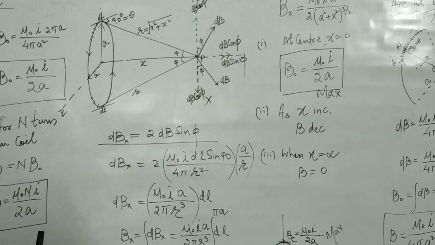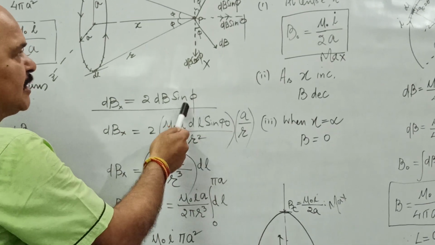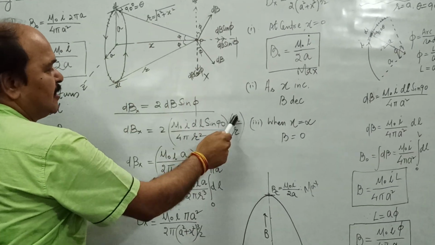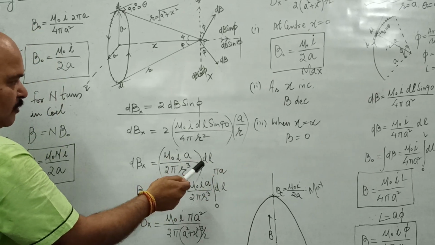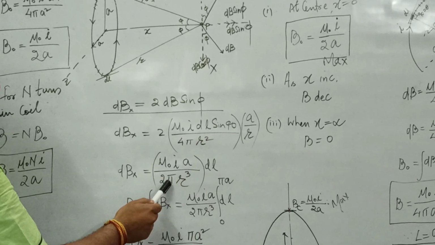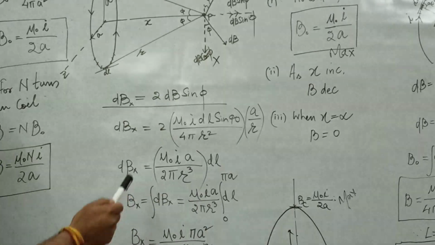Let us substitute the value of dB: mu naught I dl sin 90 upon 4 pi r square, that you know already. What is sin phi? Sin phi is perpendicular upon hypotenuse, that is a upon r. Now, if you solve it, what do we get? If you simplify it, we get mu naught I a upon 4 pi r cube into dl is equal to dBx.